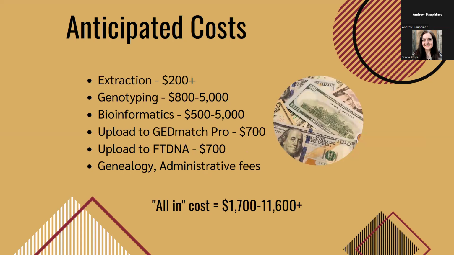So one of the biggest hurdles of using IGG is the cost. Most agencies don't have the necessary funds allocated in their budgets to cover the costs associated with IGG, as it can range anywhere from $1,700 to over $11,600, depending on the type, quantity, and quality of the biological evidence available. The costs that seem to surprise people the most are the upload fees to GenMatch and Family Tree DNA. While regular users can upload their data for free, law enforcement kits are charged a fee of $700 per upload, and these charges are subject to change at any time. This also underscores the importance of a database like DNA Justice.